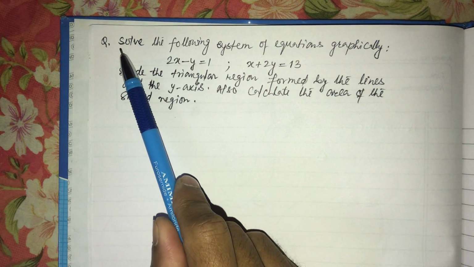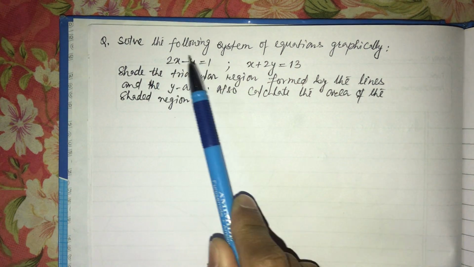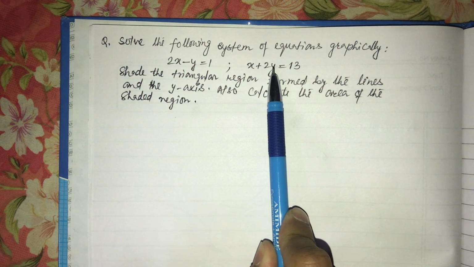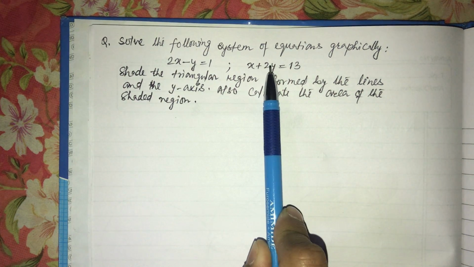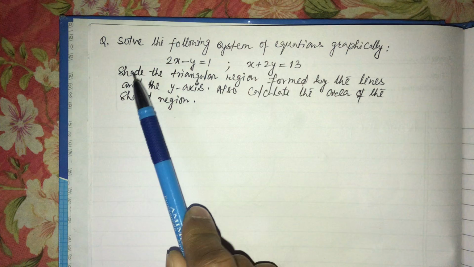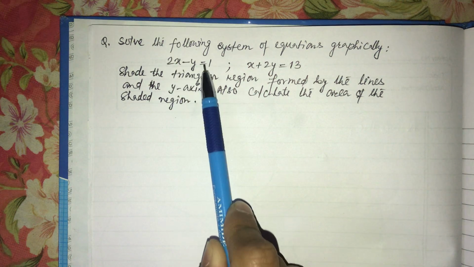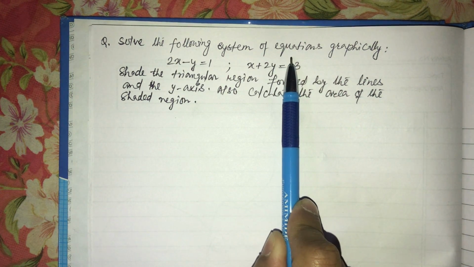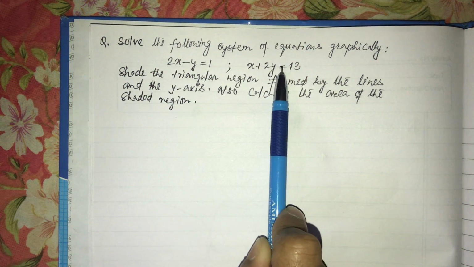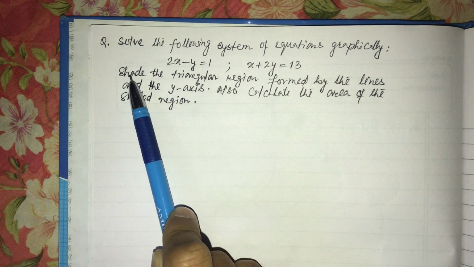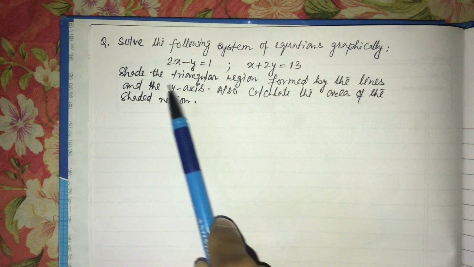But in this question it is said here solve. So solve means you should find the values of x and y from the graph. Okay, that part one must know. So the first part in this question is to solve this equation graphically, and then set the triangular region formed by the lines. Lines mean this one line, this is the second line. They are talking about these two equations, because each equation gives you one straight line. So first thing is set the triangular region formed by these two lines and the y-axis.